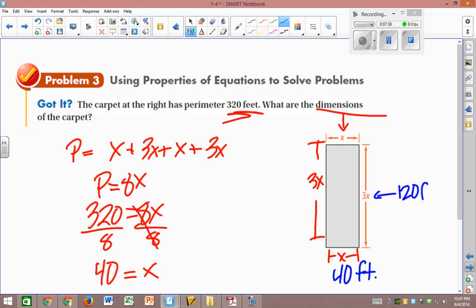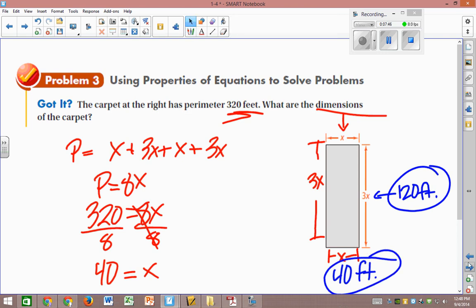Is there a way to check my answers? You could add up 120, 40, and then another 120 and 40 and make sure it's 320. That's a good idea. Cool.